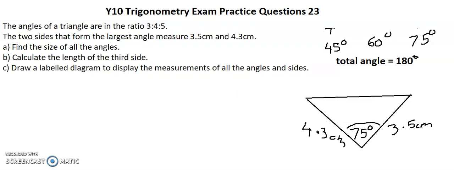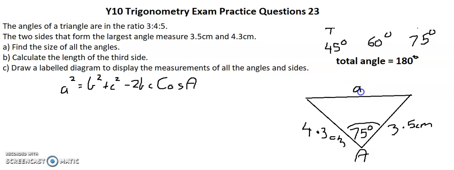Now, the cosine rule is the following. a squared is equal to b squared plus c squared minus 2bc cosine A. So I'm just going to label my sides. This is a, which means that my unknown is a. This is b, and this side here is c. So this is my c side and this is my b side. And now I'm just going to fill it in.